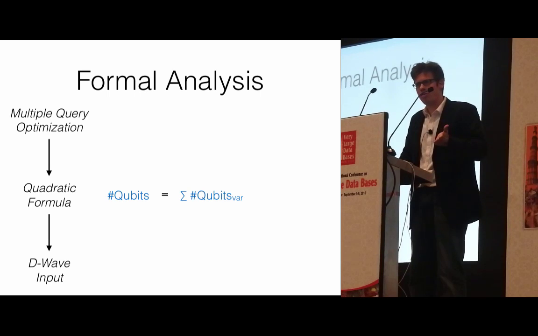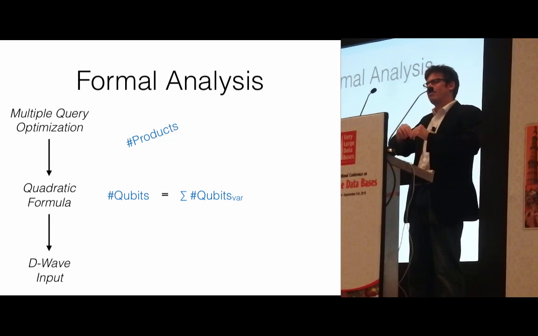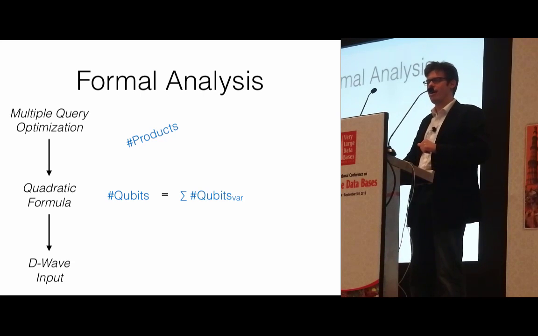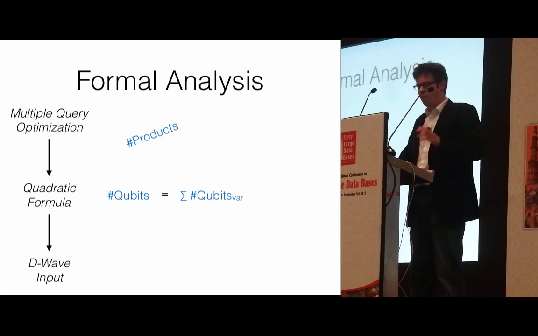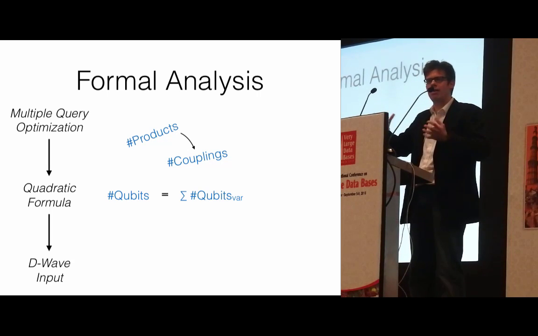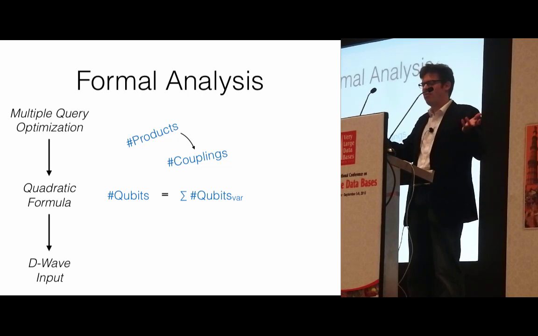We can do so as follows. We have seen before that products between variables are represented by couplings in the matrix. So if I count for each variable the number of products that it appears in in the quadratic formula, it gives me a bound on the number of couplings that I need.